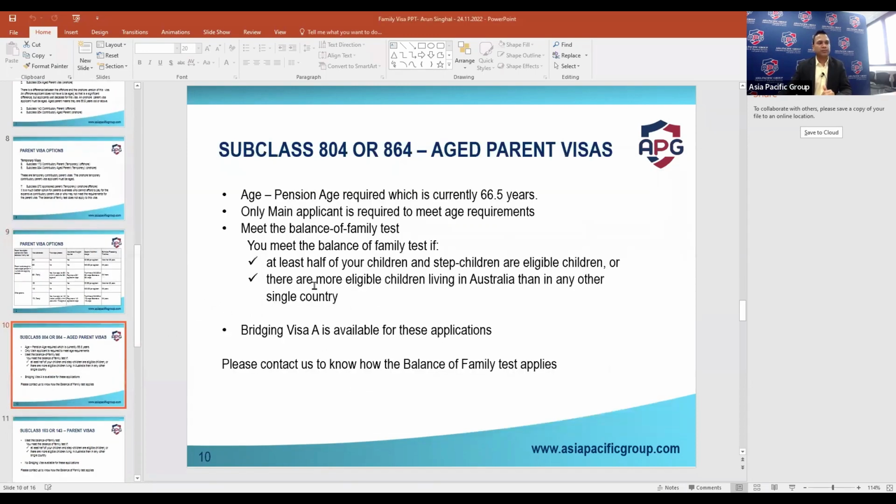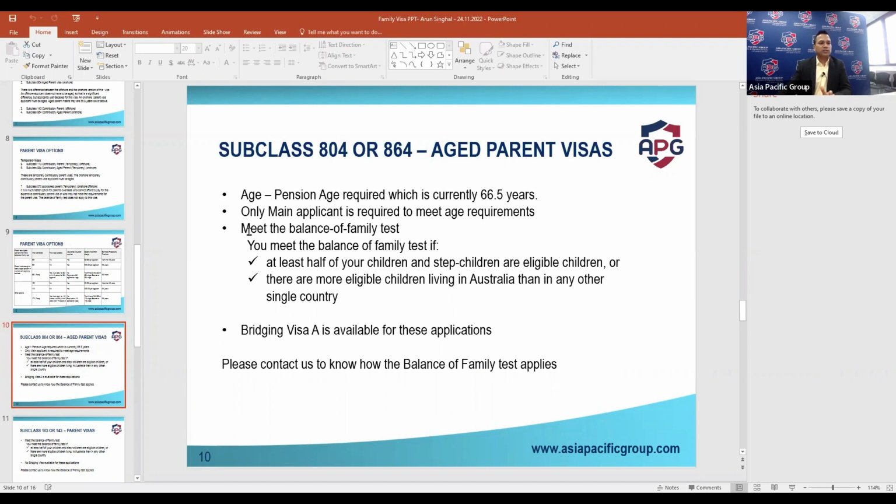Okay, so let's move on. With the 804 and 864 aged parent visas, when we say aged parent, the age must be 66.5 years at the moment. Then we can apply. Both the visas will have bridging visa A granted. Only the main applicant needs to meet the age requirement. For example, if one parent is 67 years old and the second parent is 60 years old, we can make the 67-year-old the main applicant, and the 60-year-old can be a secondary applicant in the application, and the application can go through. No issues with them. Both of them will get a bridging visa.